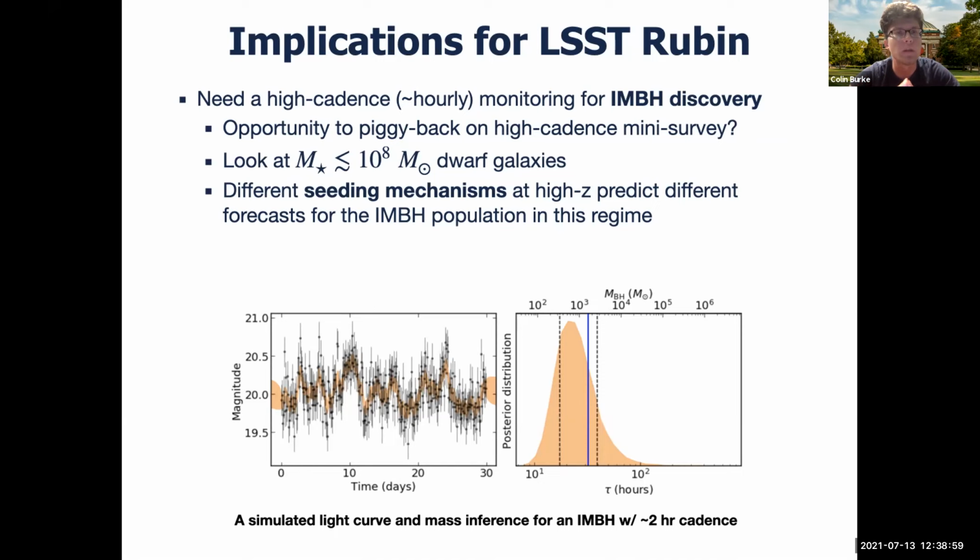And we think we can look at low mass dwarf galaxies, perhaps, which may host active intermediate mass black holes. And it's also interesting to look at the demographics of those, which is a way to distinguish between different seeding mechanisms at high redshifts. So I think I'll end it there and I'm happy to take any questions. Thanks.